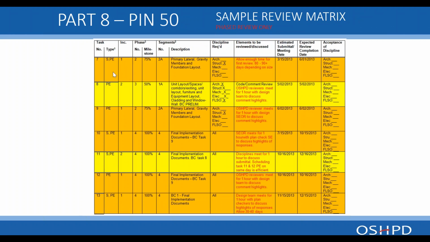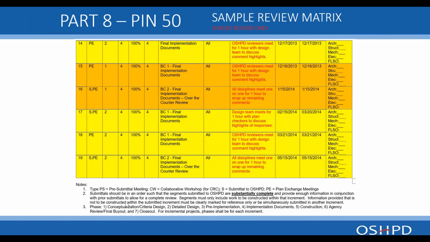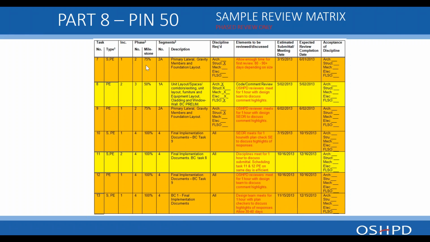Moving along with this project, item 7 is a submittal and a plan exchange meeting for a 75% phase 2, which is detailed design. Just so you know, at the bottom of the samples it gives what the phases are, so you'll know what they are. So we're at 75% detailed design, primary gravity load. And again, these red notes are just guides.